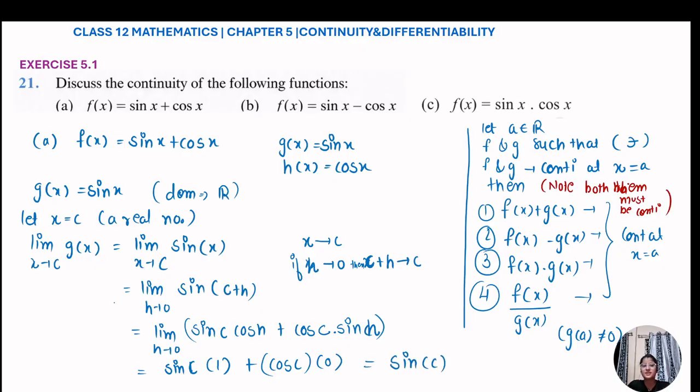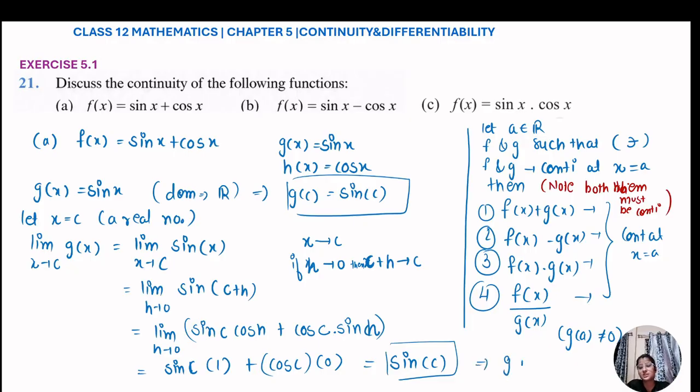As you can see, the function value at x equals c, if I write it, g(c), is nothing but sine c. This is my function value, and you can see that my limit value is also sine c. So from here, what do we get? The function value is the same as the limiting value. So this implies g is continuous at x equals c. We started with an arbitrary number c in the reals, so from here we get that g is continuous in all its domain.